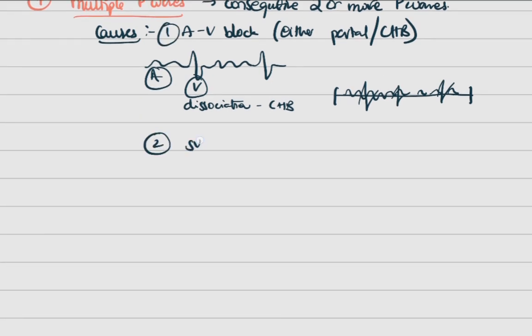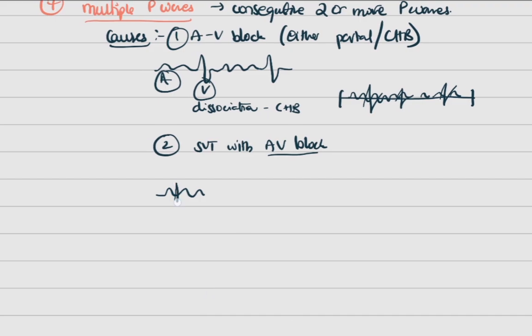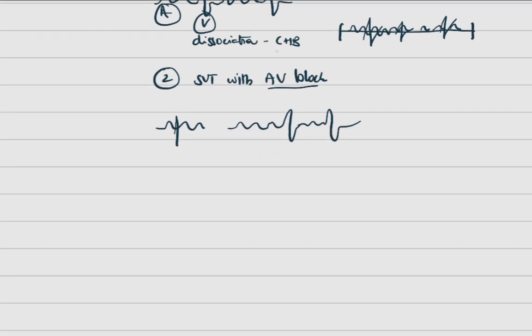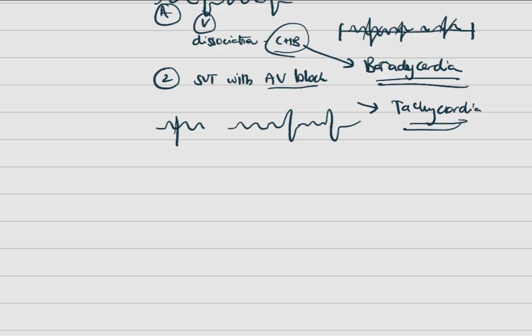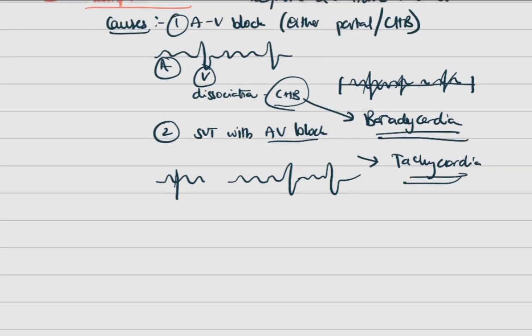Second is supraventricular tachycardia with AV block. So SVT produces P waves in this rapid rhythm, but when there is a block in the AV node, there could be 2-3 P waves, then followed by a QRS complex, 2-3 P waves, then followed by a QRS complex. This is one of the differential diagnoses of complete heart block, where in complete heart block you get a bradycardia, whereas in SVT you usually get a tachycardia. These are the differences between the two types of causes for multiple P waves.